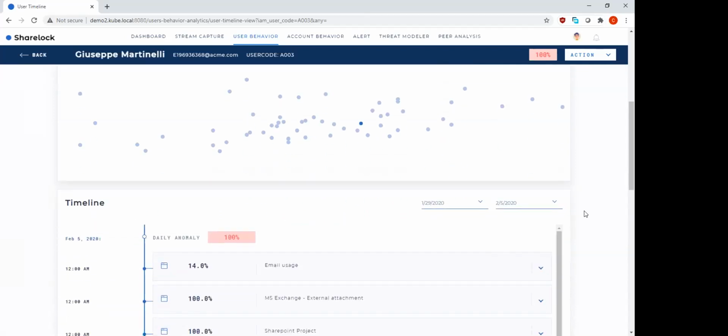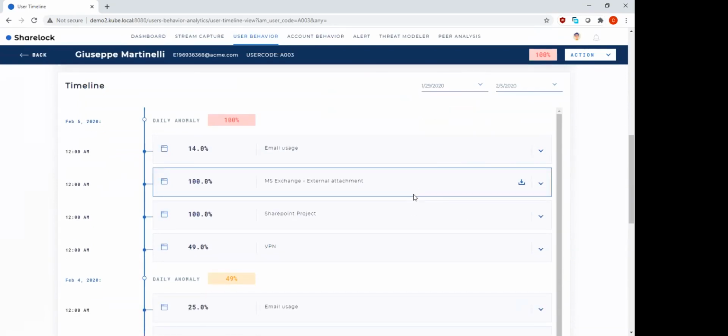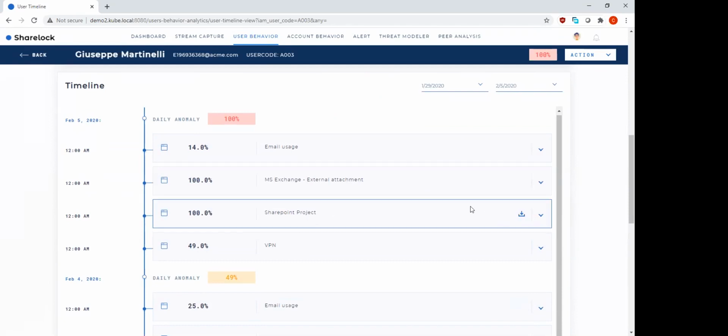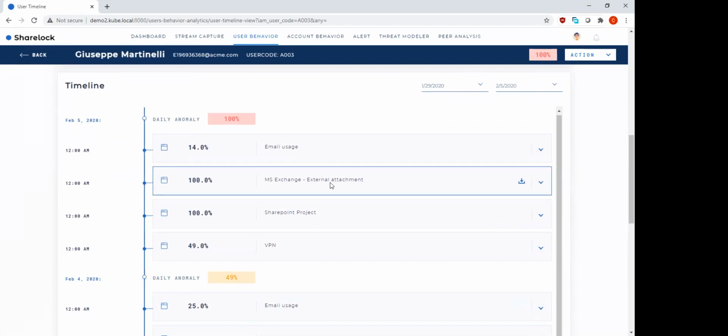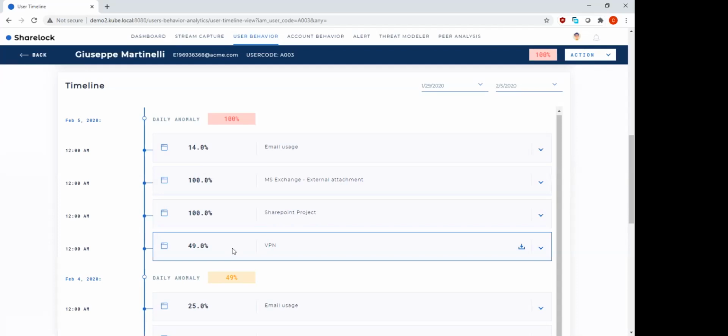Finally, we find the timeline, but this time related to all the accounts associated with the user and not only related to the SharePoint application. In particular, we can note that its percentage of anomalies regarding the sending of emails outside the company with attachment is 100%. Regarding the use of SharePoint is 100%, as we have already seen in the account behavior section. And regarding the use of VPN is 49%.